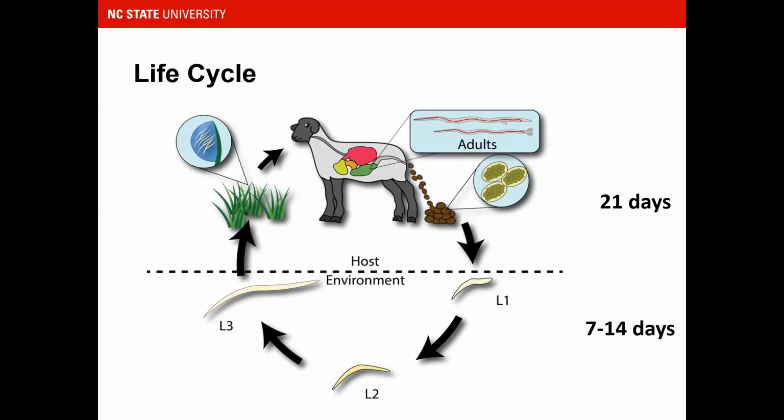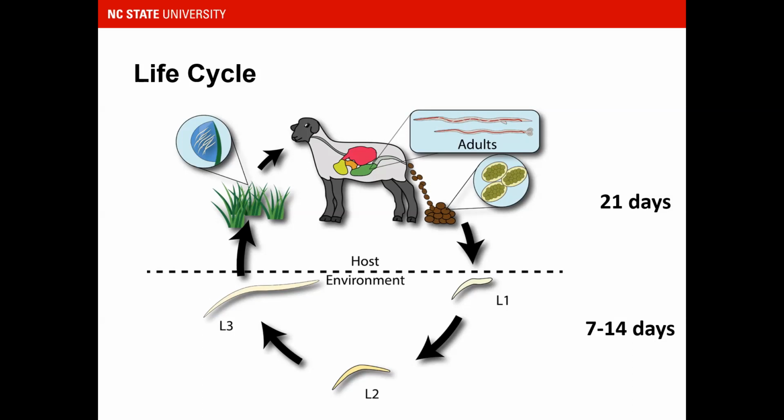And in colder, more temperate climates, cooler conditions, that can be longer. So that time period is fairly variable. Once they reach the L3 stage, those larvae reside in dew droplets on the grass, on the forages. And they actually ride the dew droplets up and down the grass throughout the course of the day.